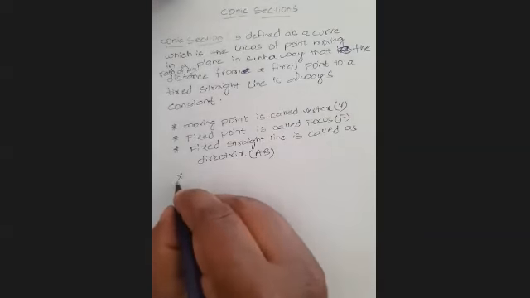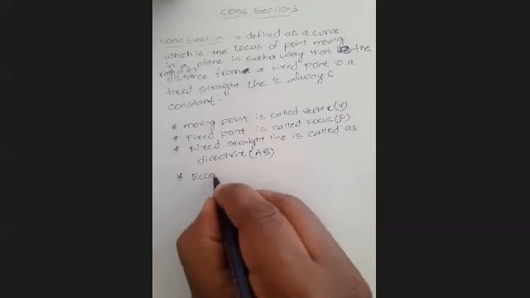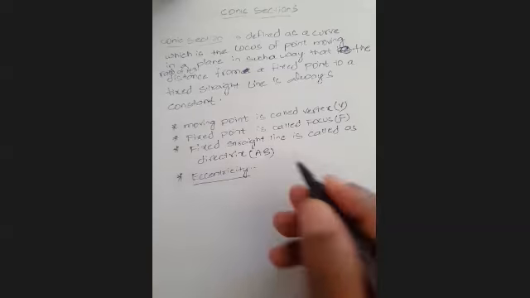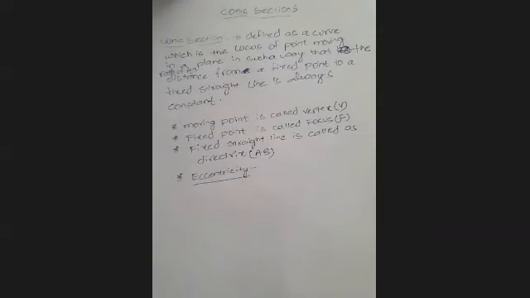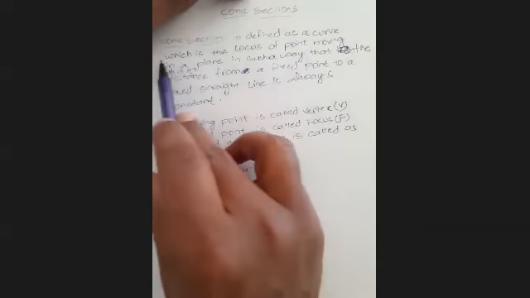Next, I will write eccentricity. Eccentricity is the ratio. What ratio? The distance between the moving point and the fixed point divided by the distance between the moving point and the fixed straight line is called eccentricity. Let me write the definition. I am taking the definition from this only. Everything lies in this.